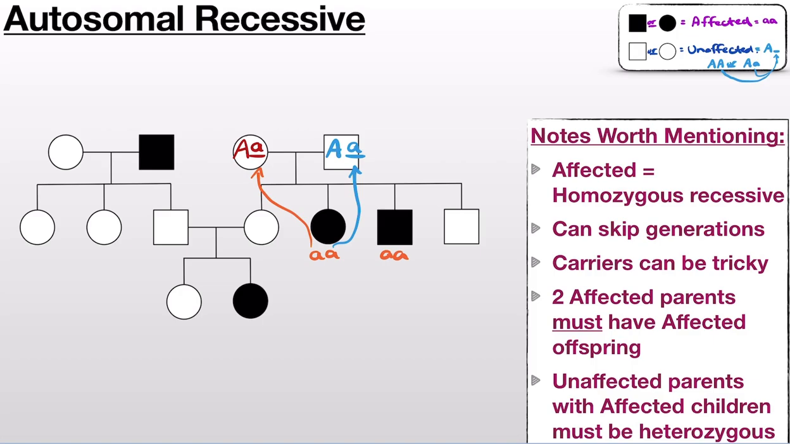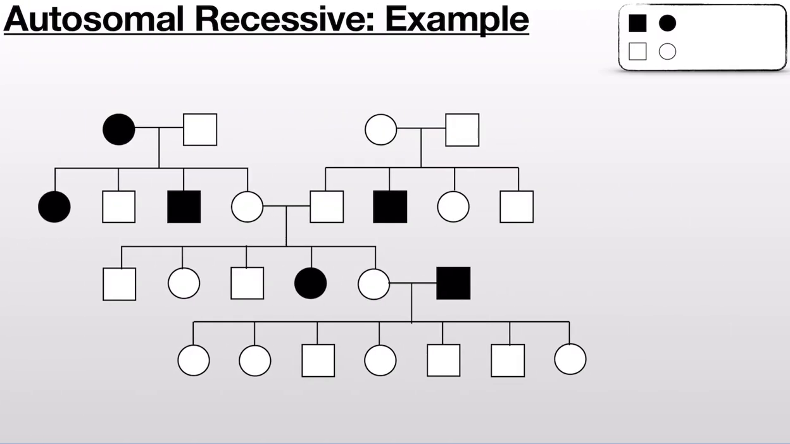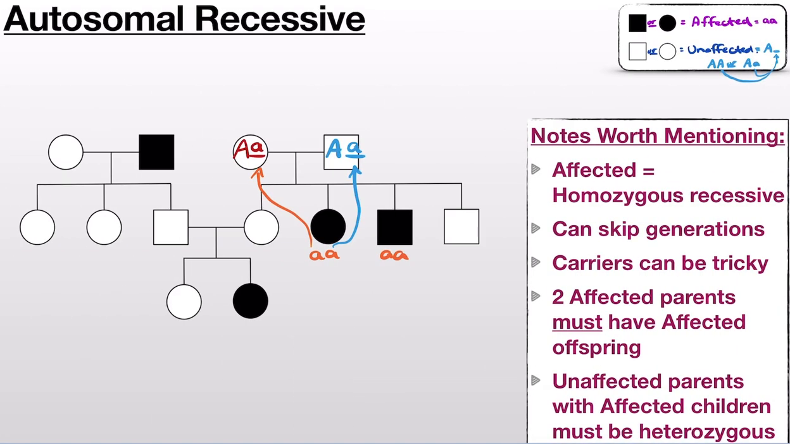Anyway, if you have two affected parents, they must always have affected offspring. So we don't have that in this example, but let's take a look over here. We still don't have that as an example. Let's take a look over here. We still don't have that as an example. So let's create it, okay?